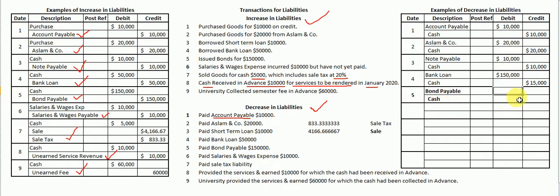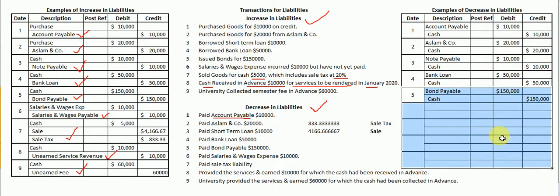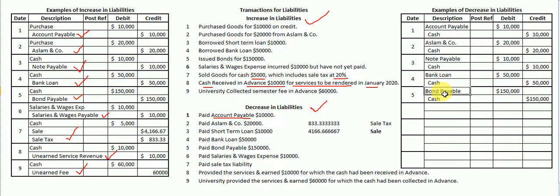Okay, bank loan is 50,000. This is also 50,000, and bonds payable is 150,000 you have paid. Okay, why is the bond payable account debited? Because it is a decrease in liability. In cash, this is a decrease in asset.